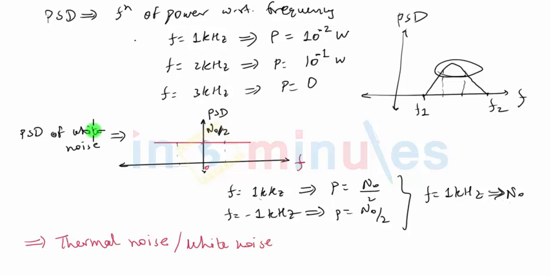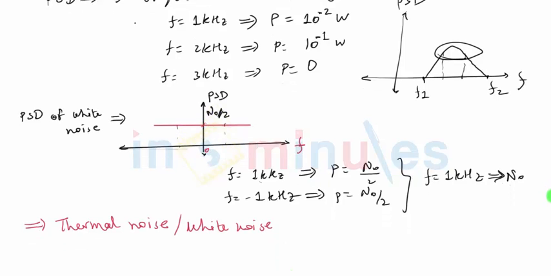Why do we use the word white? Because like white color, which consists of all the fundamental wavelengths, because the noise is present at all the frequencies, we give the analogy of white color to this noise, and hence we give the name of white noise. The thermal noise, which was also called the Johnson noise, is sometimes also referred to as the white noise.